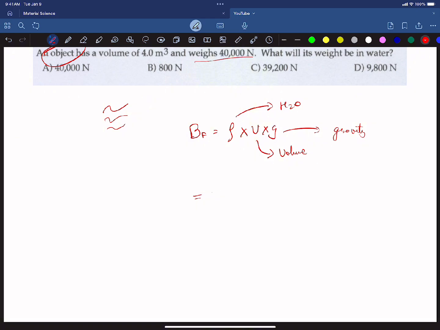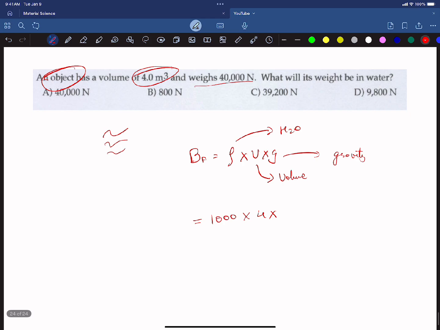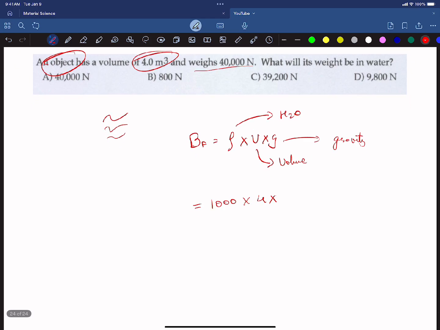Now let's find the buoyant force. So density of water is 1000, always 1000. Volume is given 4 meter cube, so you don't need to convert it, you can use it as it is. So it will give you 39200 Newton.